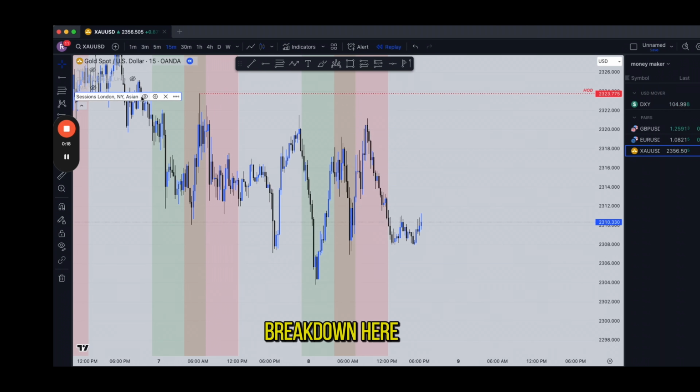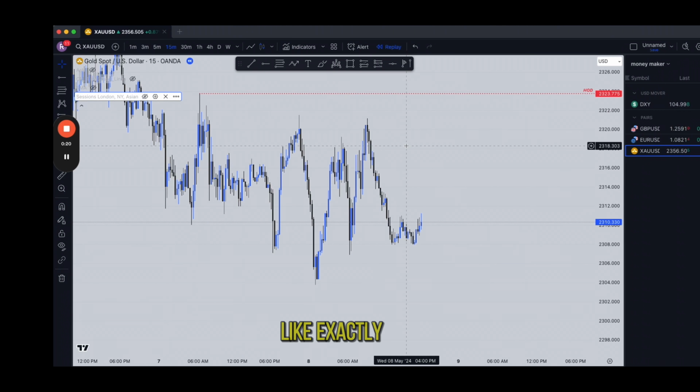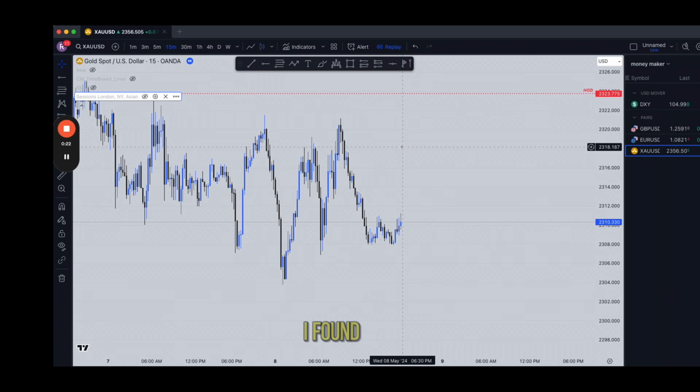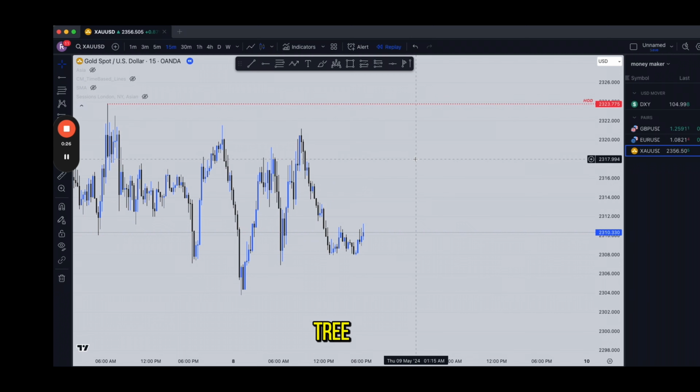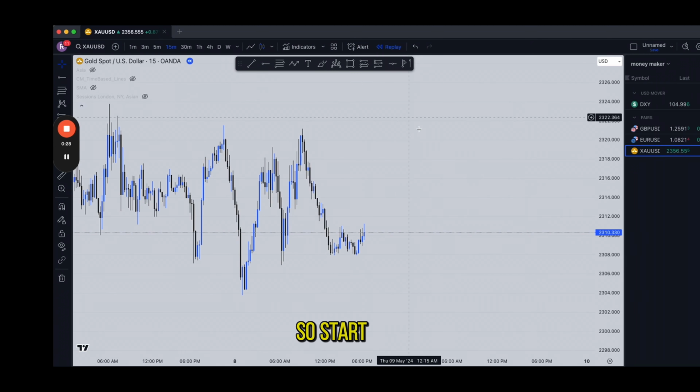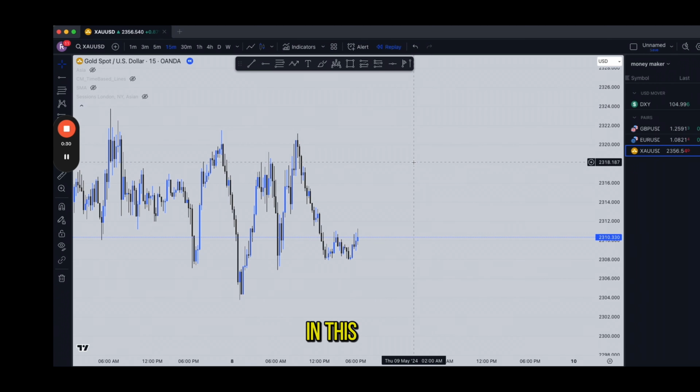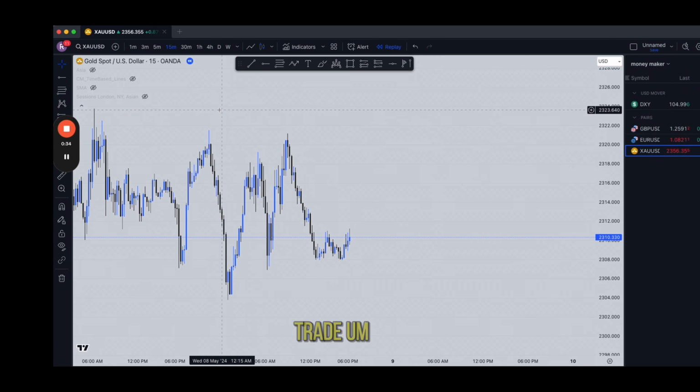In this breakdown, I'm gonna show you the trade I took, exactly the confluences I found, a detailed breakdown of how I found this trade. So let's start off this markdown. In this trade I got a 4.03R, so a pretty solid trade.